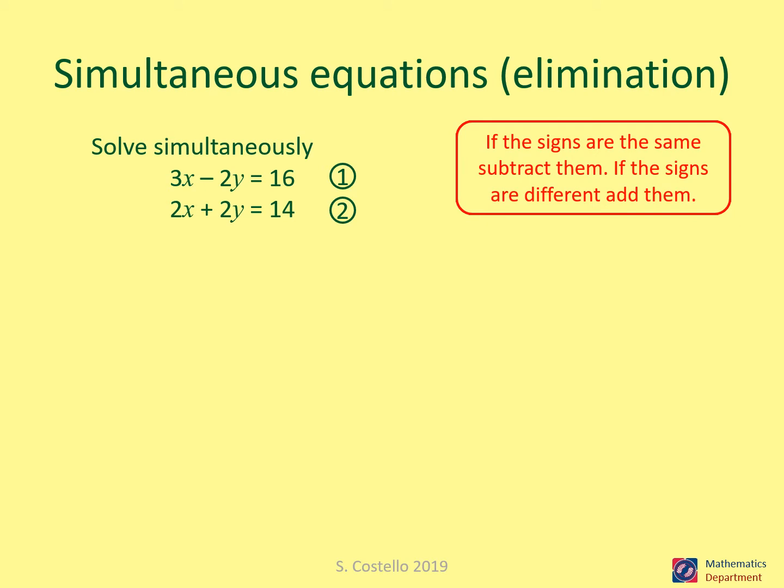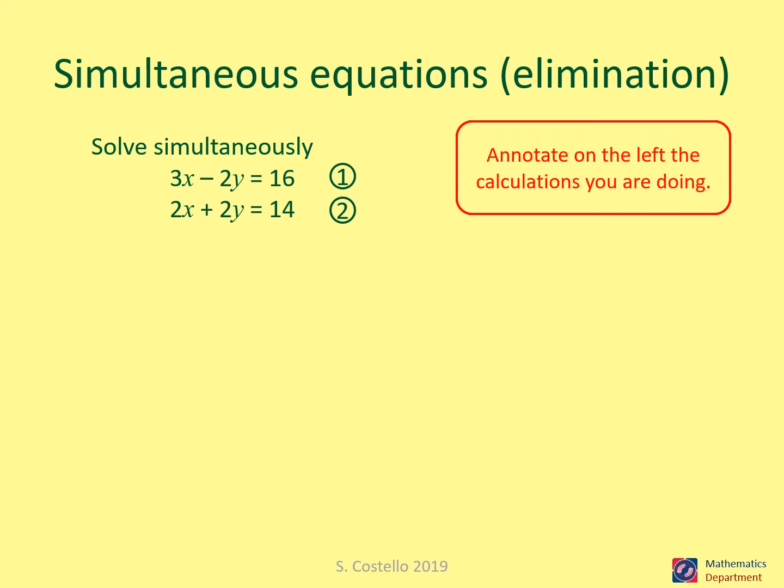If the signs are the same, we subtract them. If the signs are different, we add them. So the signs are different here. We've got minus 2y and plus 2y. So we add them to eliminate the y terms. And as I say, on the left of the calculation you write what you're doing. We've got line 1 plus line 2.